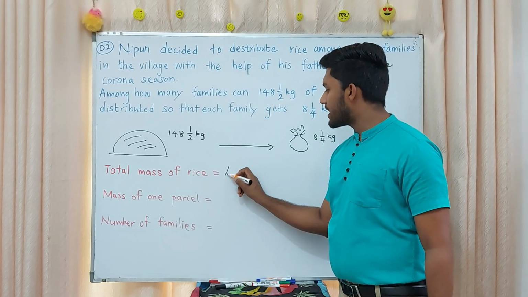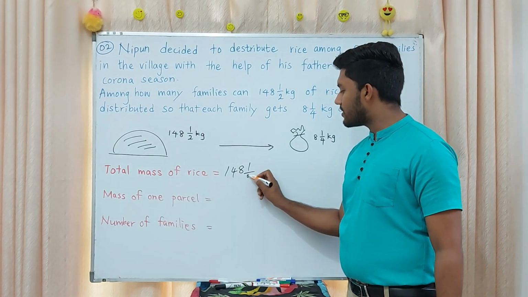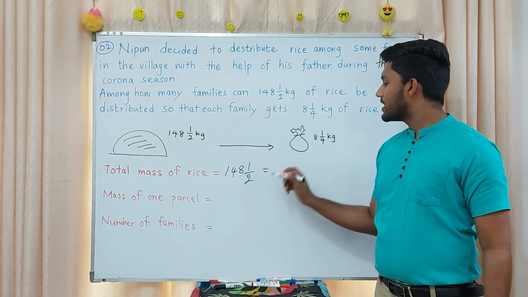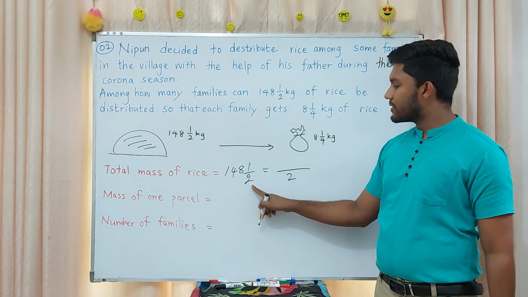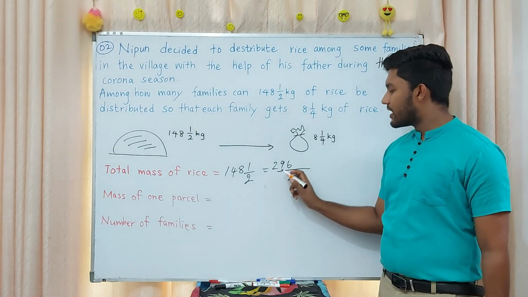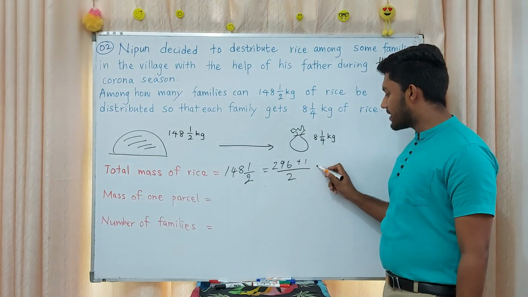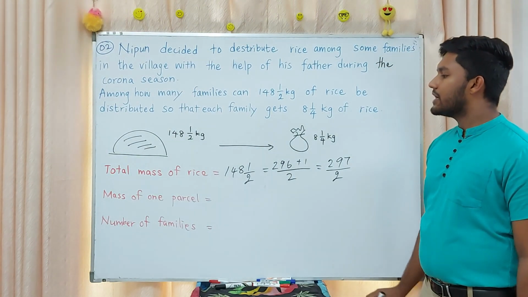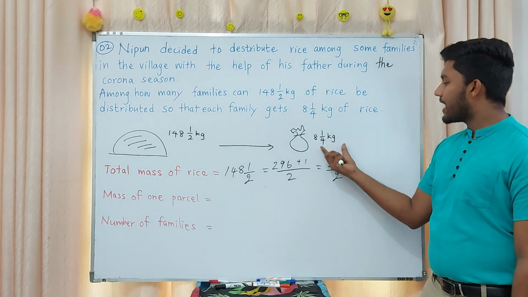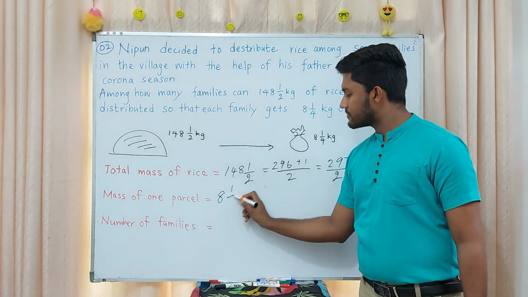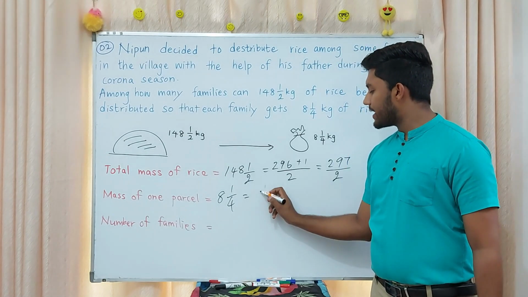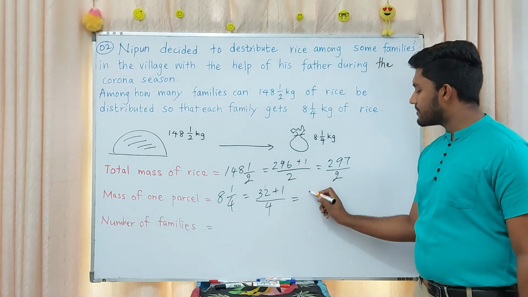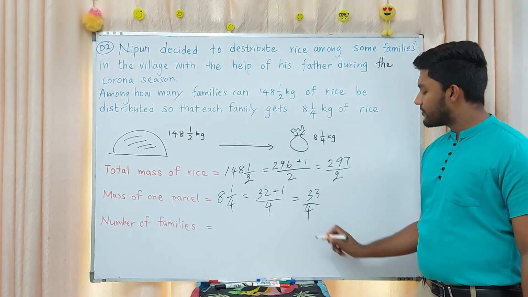First we want to write the total mass of rice, that means 148 1/2. We want to convert it into an improper fraction. 2 into 148, 296 plus 1, that means 297 over 2. Mass of one parcel, 8 1/4. 4 into 8, 32 plus 1, that means 33 over 4.